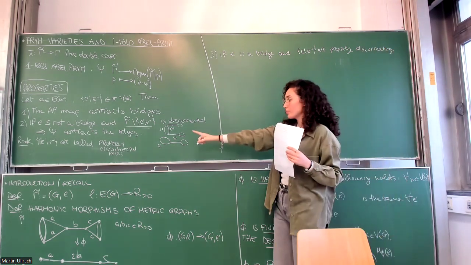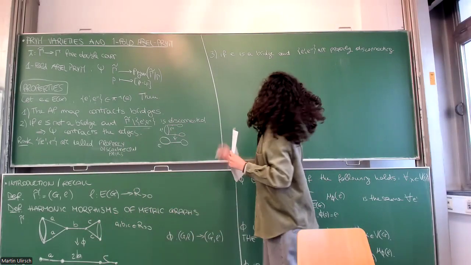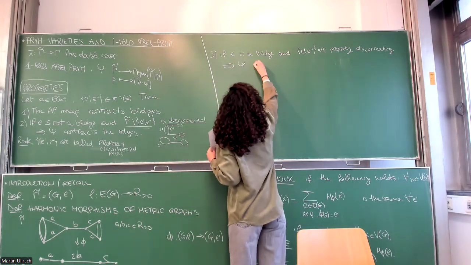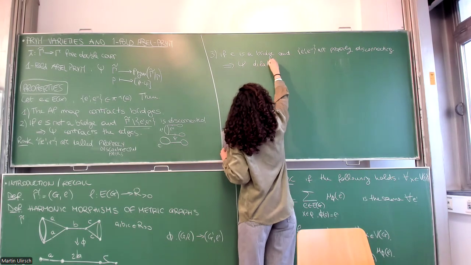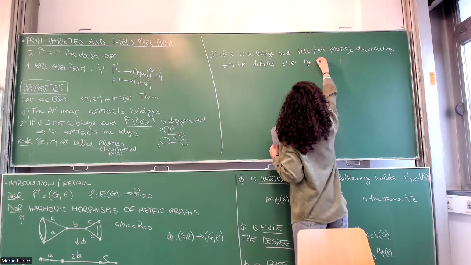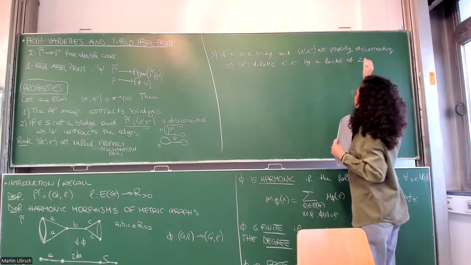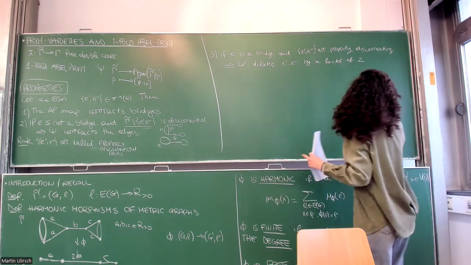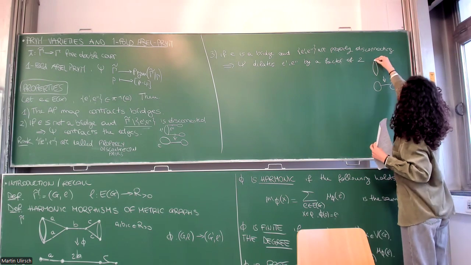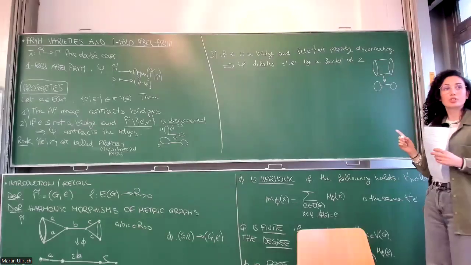Then the Abel-Prym map dilates them by a factor of 2. So these edges get dilated. In this situation, downstairs is a bridge, but upstairs is not a bridge.